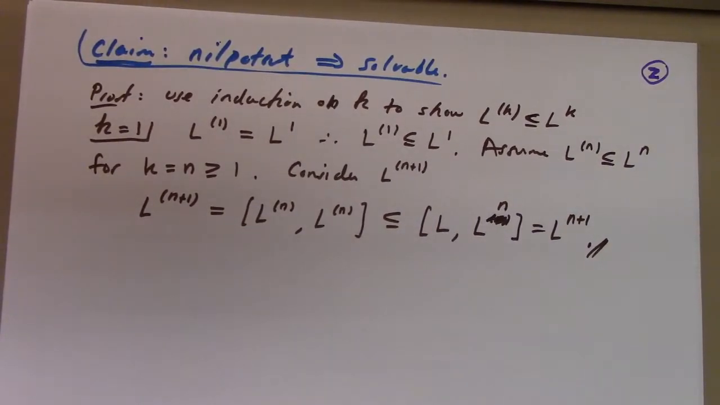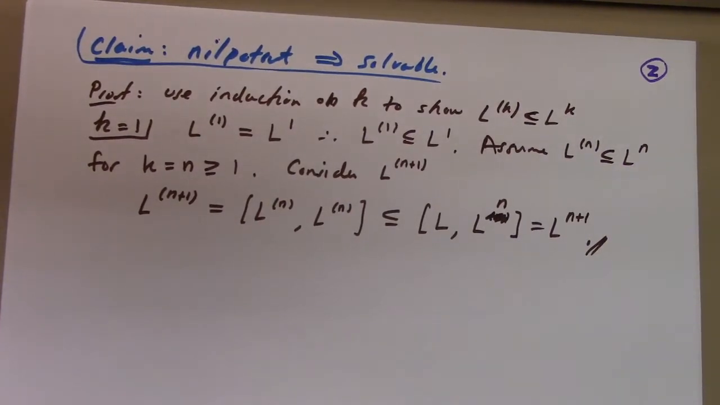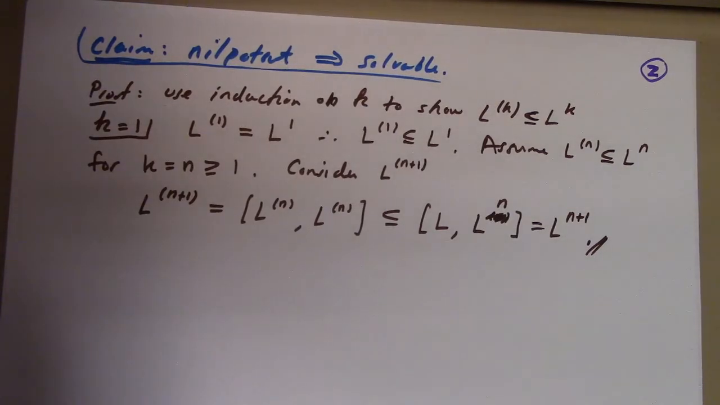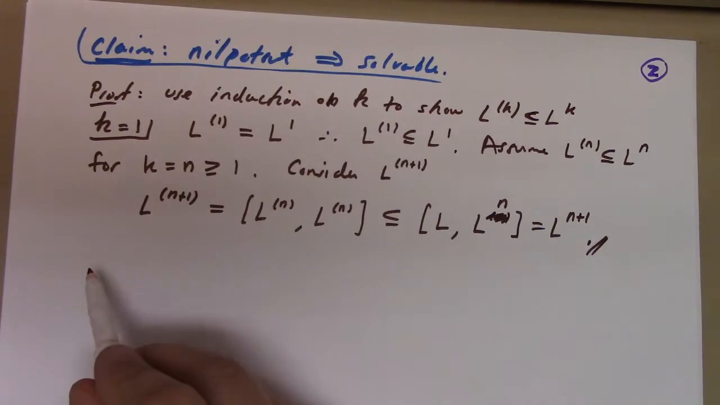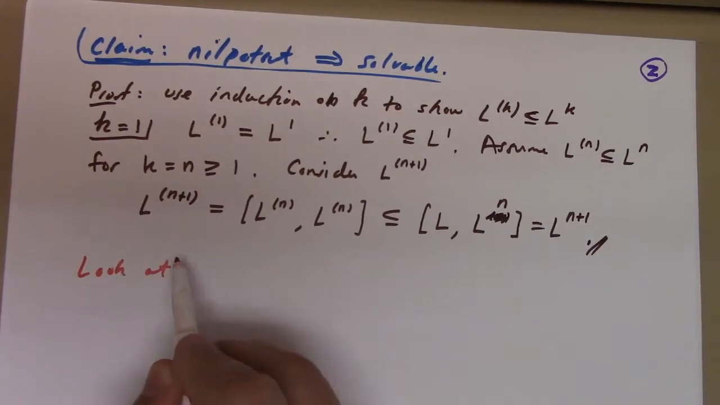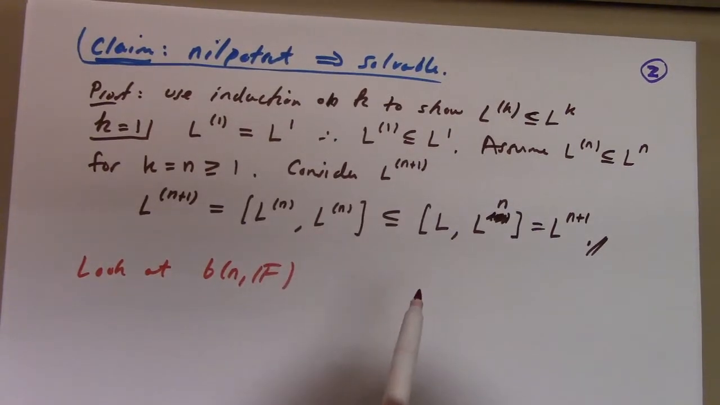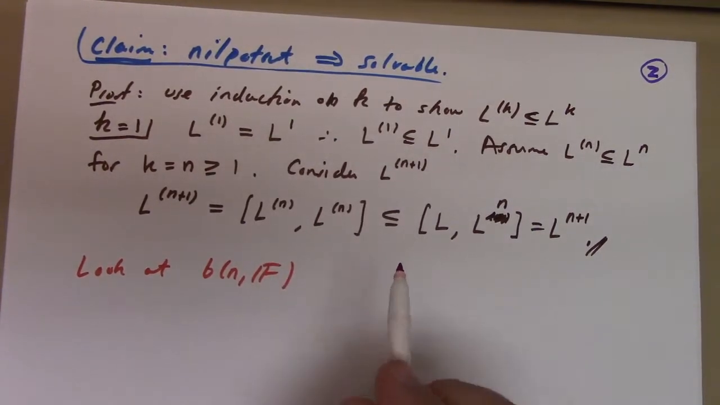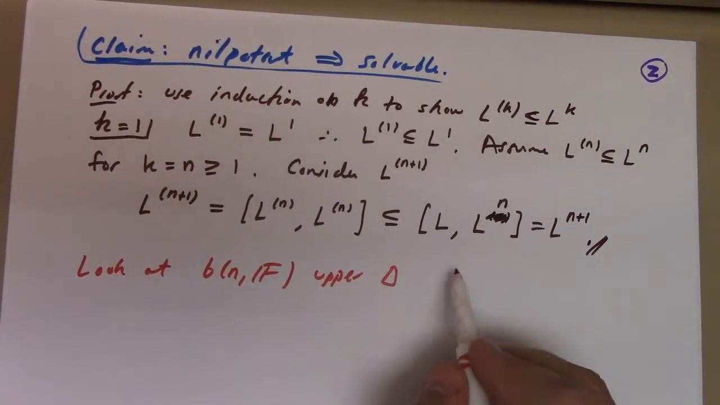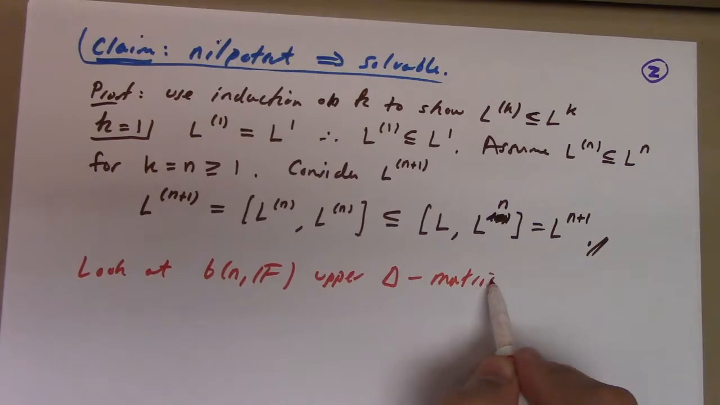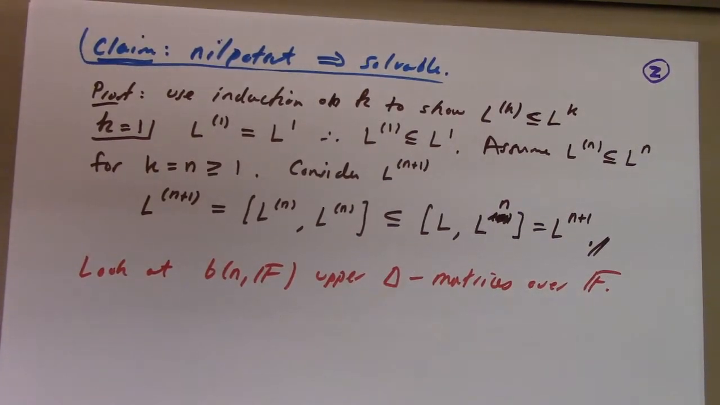Now the standard example of something which is solvable but not nilpotent. It's not if and only if. He says to look at B n of F, the so-called upper triangular matrices over F for n greater than or equal to 2.